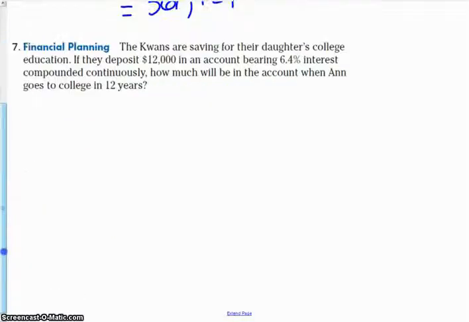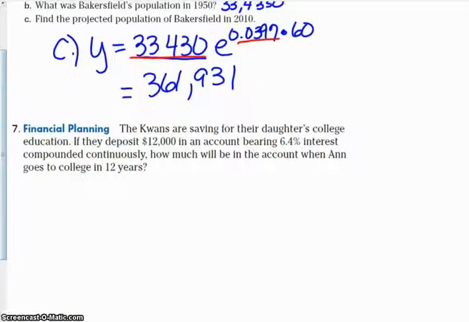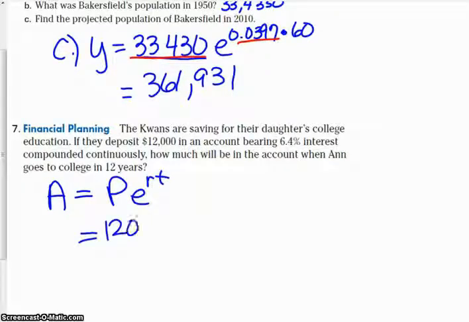Okay? So now we're going to look at problem 7. Now the Kwans are saving for their daughter's college. Their daughter's in first grade, and so they know they're going to save for 12 years. Right now they have $12,000, and they're going to invest it at a rate of 6.4%, which is a pretty good rate. They ask, how much are we going to have when our daughter gets to college? So we're going to use that principal and the e to the rt equation. Our principal here is 12,000. The rate was 6.4%, so 0.064, and the time was 12 years.